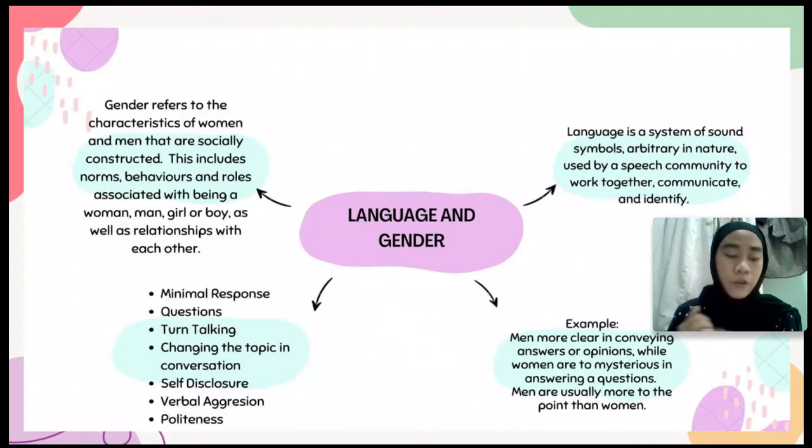And the last is politeness. The remarkable gender difference in politeness is the way women and men use compliments. A woman always gives and receives significantly more compliments than men do. For example, men are clearer in conveying answers or options, while women are too mysterious in answering a question. Men are usually more to the point than women. That's a fact about the difference between men and women.